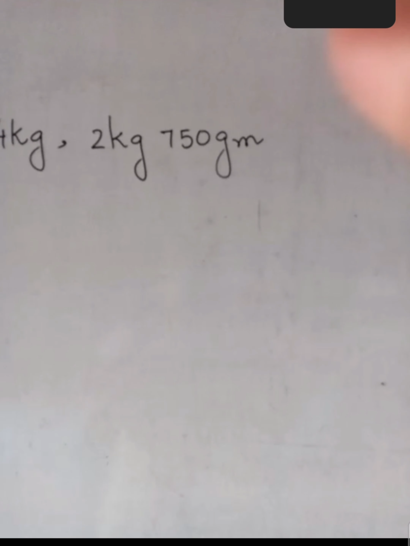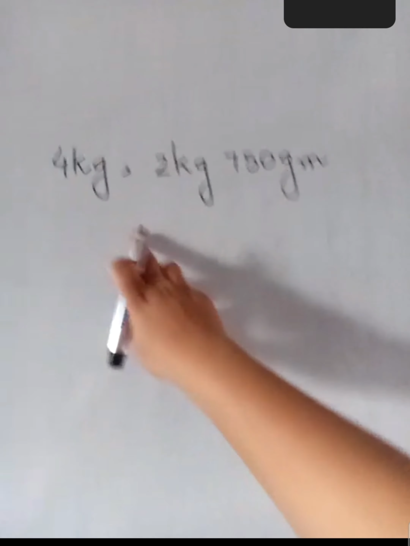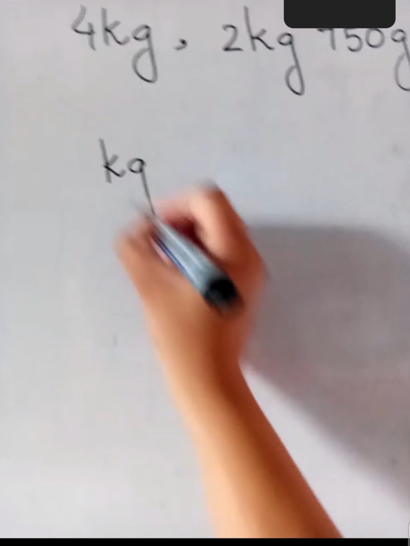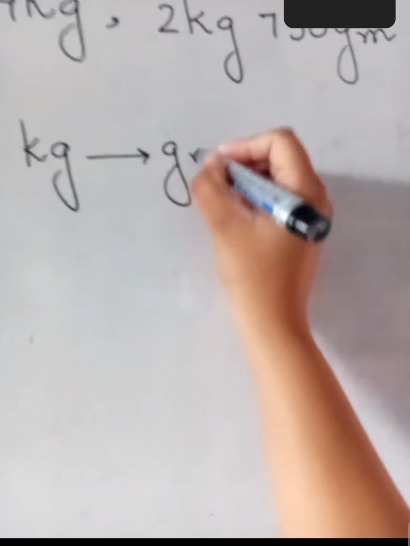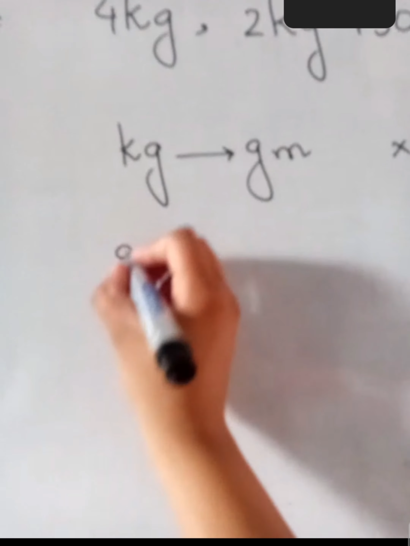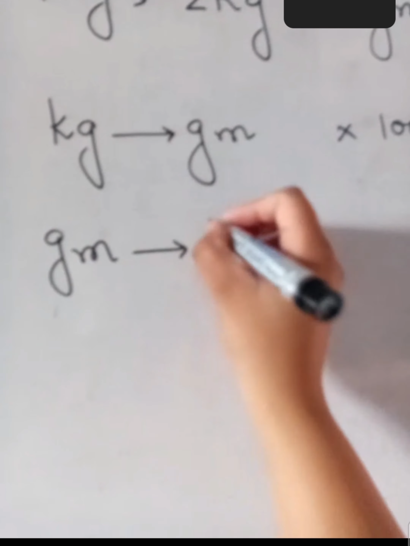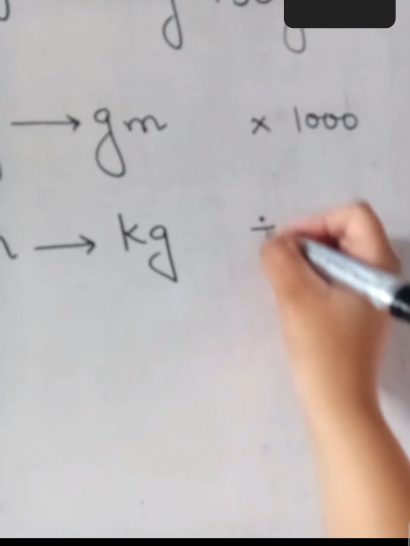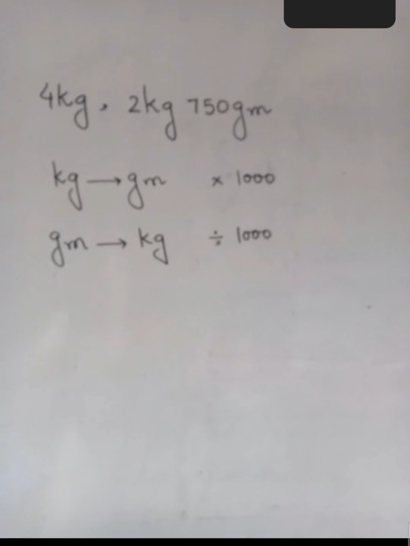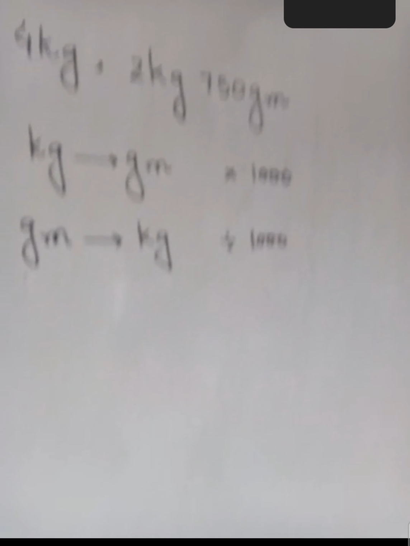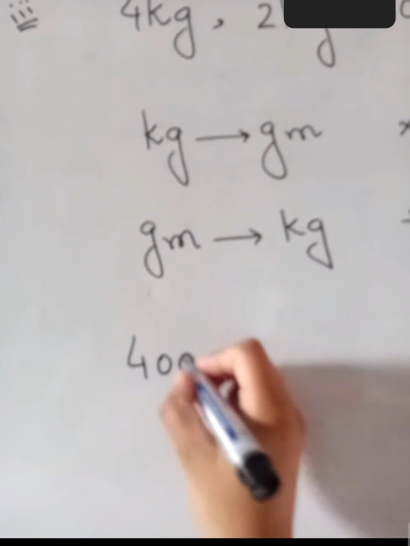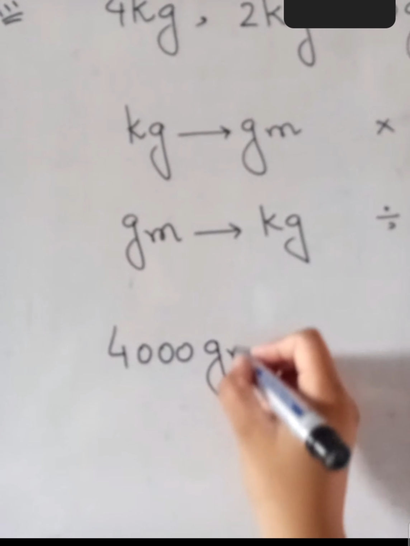Part 2, 750 grams. Very good. To convert kilogram into grams, we need to multiply by 1000. And when the gram term is given and we are going to convert it into kilograms, you need to divide it by 1000. In physics, you have done this type of conversion. The first one, 4 kg, we can say it is 4000 grams.